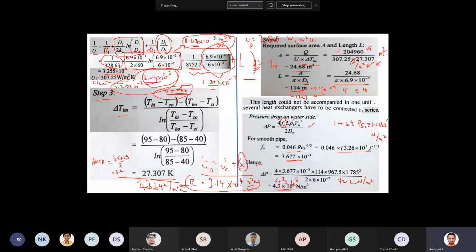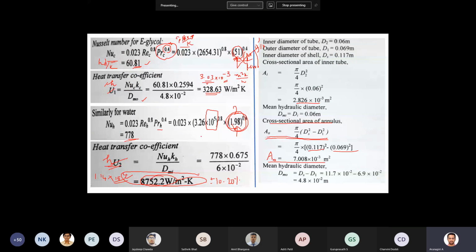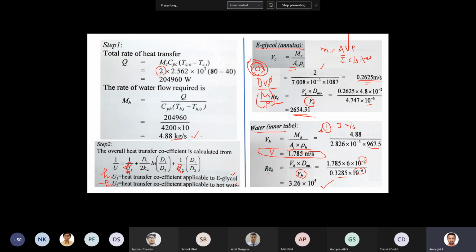So this is the way you can analyze the problem. You can check everything. If you have any doubts, please ask.